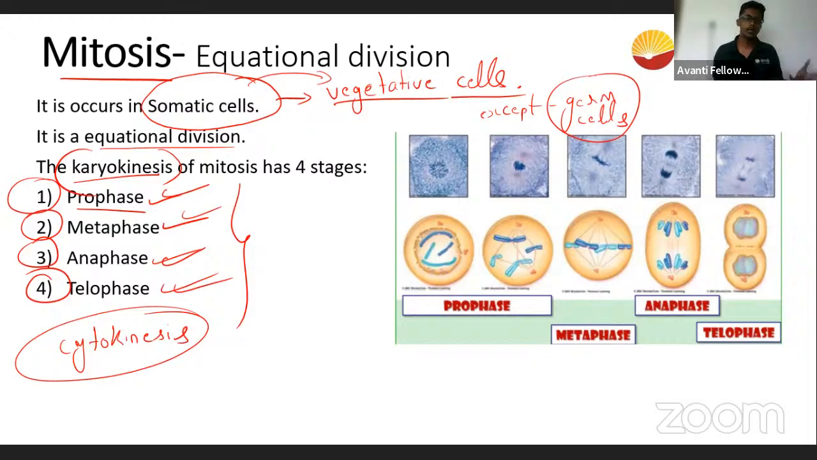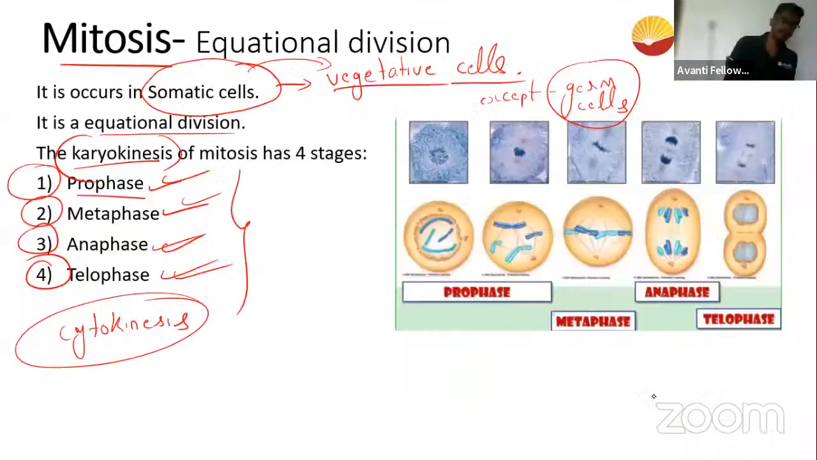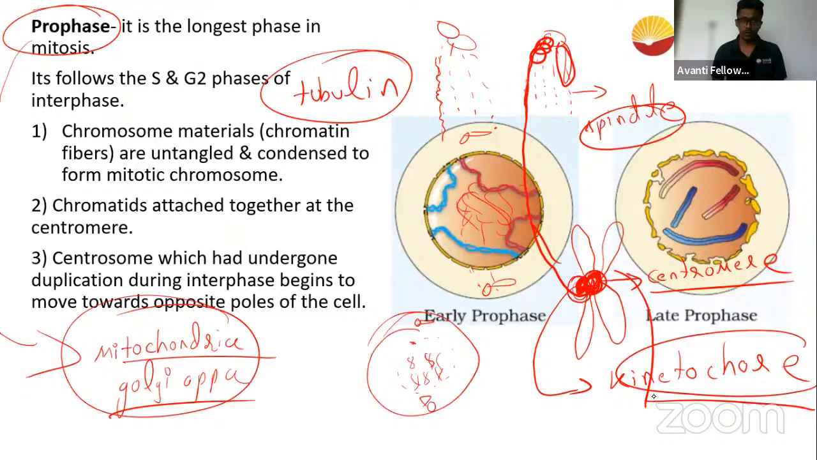Actually, one you can call the karyokinesis part, followed by the cytokinesis part. Under karyokinesis of mitosis, what we saw is it can be further divided into four phases: prophase, metaphase, anaphase, and telophase. The prophase was the first phase, and it is the longest phase. So you have to remember this, the longest phase in mitosis is the prophase.